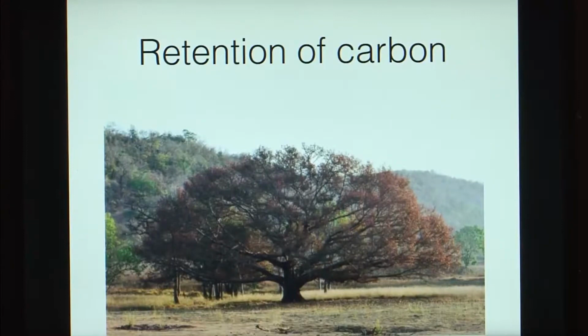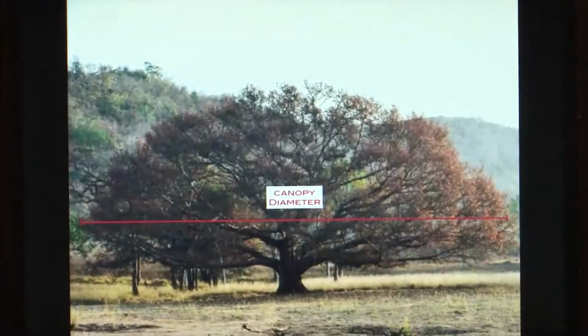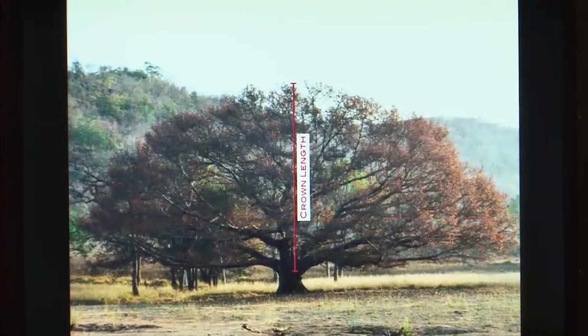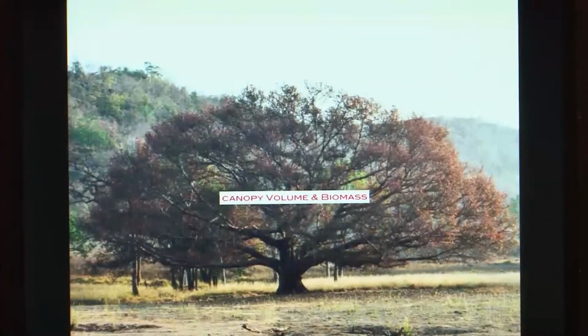What are the parameters or attributes of a canopy? We could have canopy diameter, that is the diameter of this canopy if you are looking from top. We also have a crown length. By using both of these we can calculate the canopy volume and biomass, or the amount of carbon that has been sequestered in a canopy. These are some attributes of the canopies.